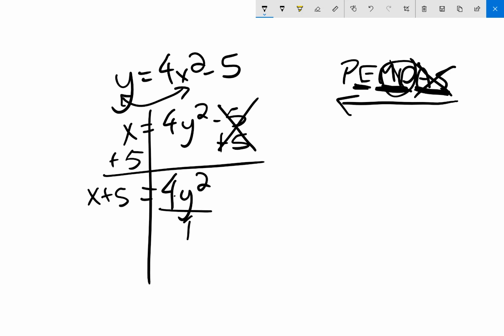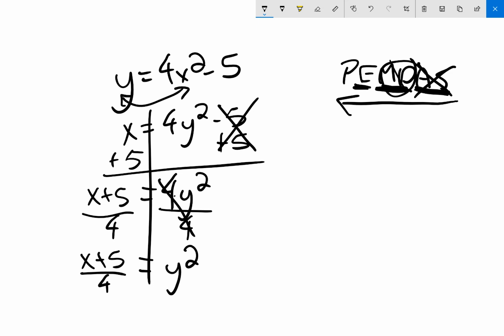So we'll move this 4. Since we're multiplying by 4, we'll move it by dividing by 4. So that will leave me with y squared on the right. And again, on the left, I don't really have a whole lot going on that I can simplify, so I'm just going to leave it the way I wrote it, x plus 5 over 4. That's totally fine.